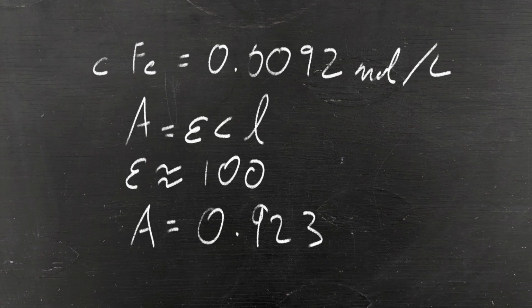We could be generous and round it up to 1. However, that would mean that 10% of all the light going into a sample of blood would come straight out the other side. It would look translucent. You would be able to see through it, which is clearly not the case if you've ever actually looked at blood.